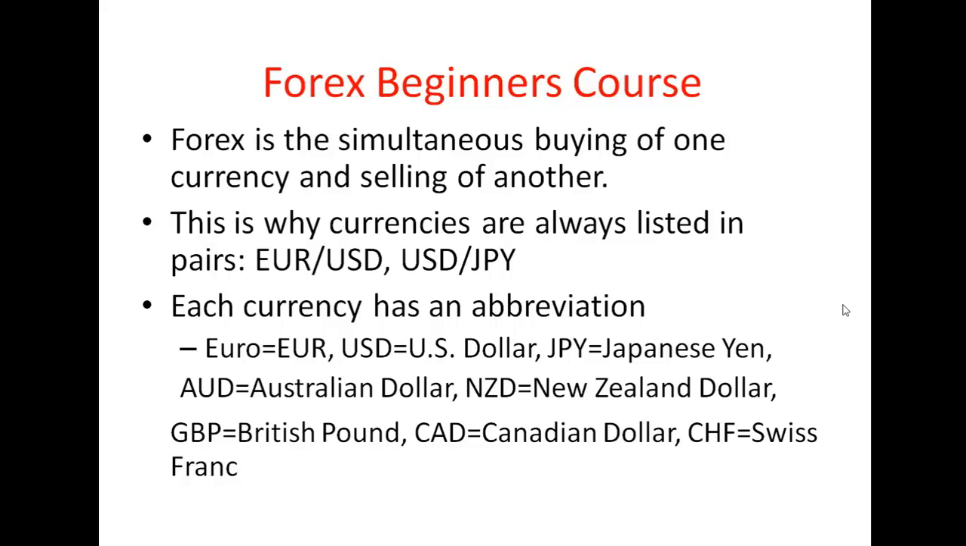So each currency has an abbreviation. The euro is EUR, the USD is US dollar, JPY Japanese yen, AUD is Australian dollar, NZD New Zealand dollar, GBP British pound, CAD is the Canadian dollar, and CHF is the Swiss franc. These are the main currencies that you're going to be using, and we can create pairs by mix matching all these that we have listed here. So you can have the CAD Swiss, the NZD JPY, the Euro JPY, AUD NZD, all sorts of combinations, and these are going to be the main currencies that most traders are going to focus on.